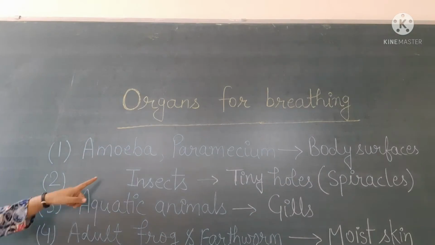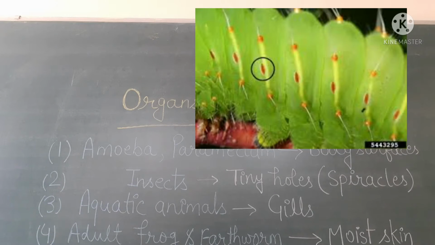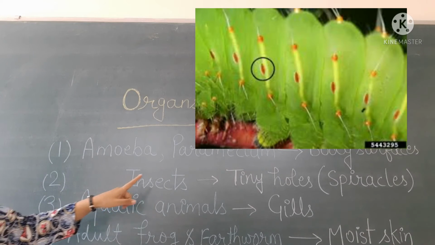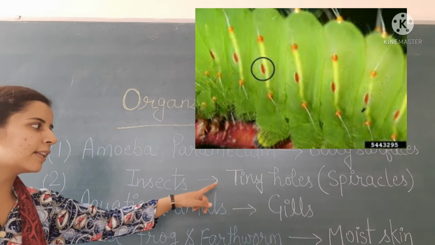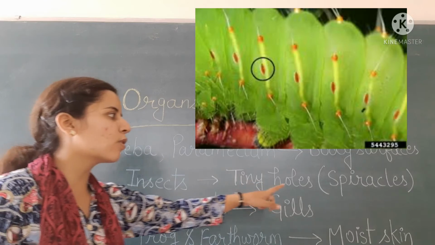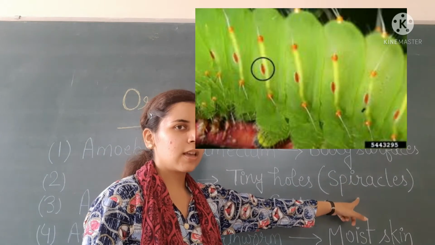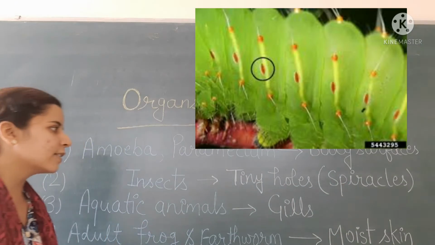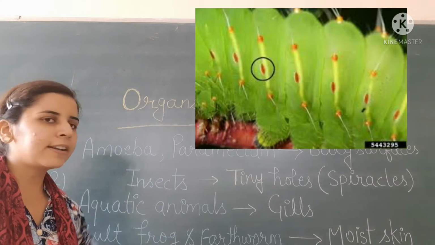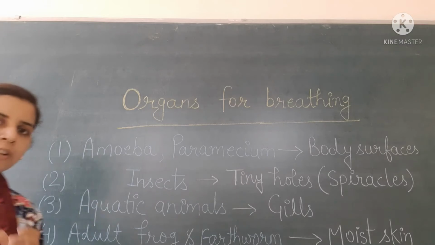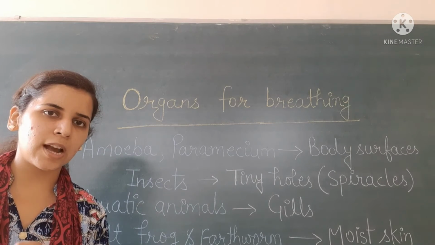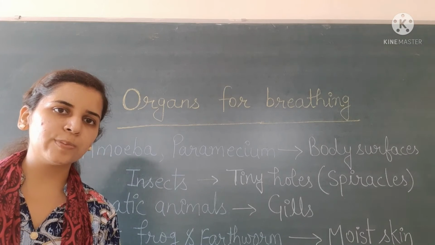And what about insects? So how do they breathe? They breathe through the tiny holes which are present on their body. And these tiny holes are also called spiracles. Once the air gets in through these spiracles, it reaches all the parts of the body through small tubes, and these small tubes are called breathing tubes.